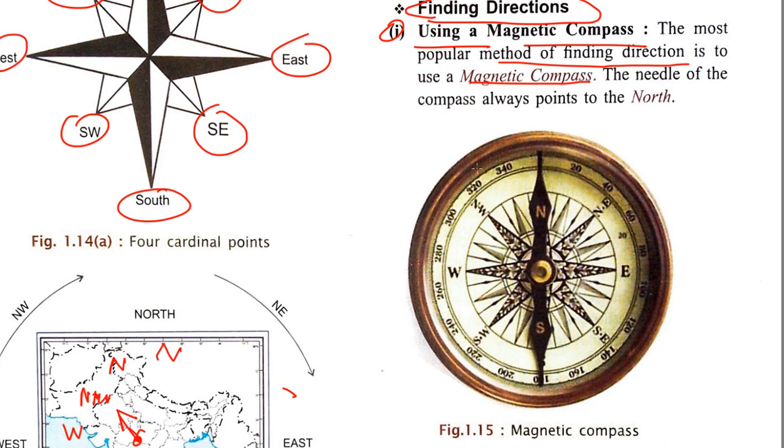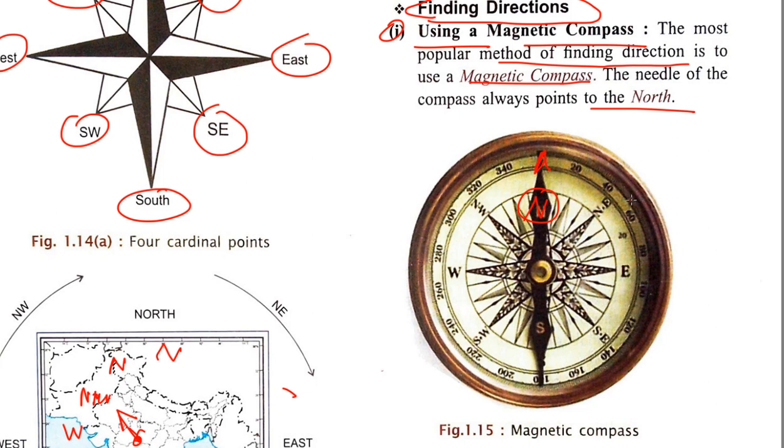The needle of the compass always points to the north. So here you can see that north is there. If we can identify the north, then easily the other cardinal and ordinal directions we can measure. So this is the simplest and the easiest way to identify the direction.